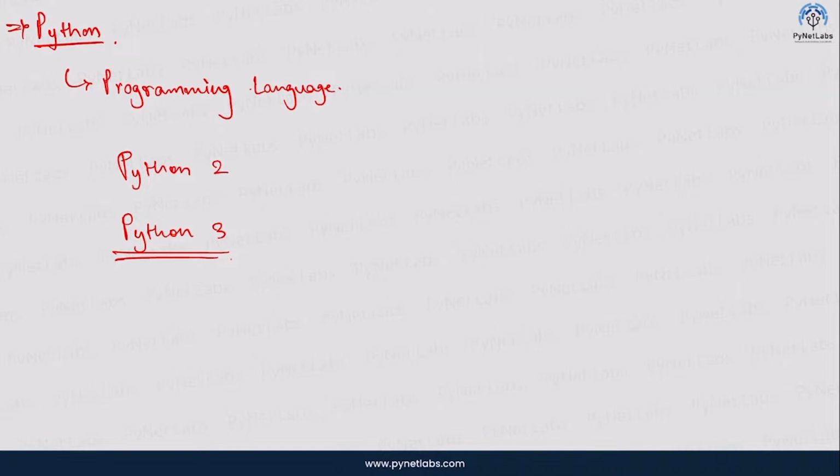Now, this also brings us to another question: if we have so many programming languages, then why are we talking about just Python? Why is it just Python for network engineers? Why not C++ for network engineers? Or why not Java for network engineers? Why are we sticking to Python? What's the reason behind that? So the reasons are very simple.